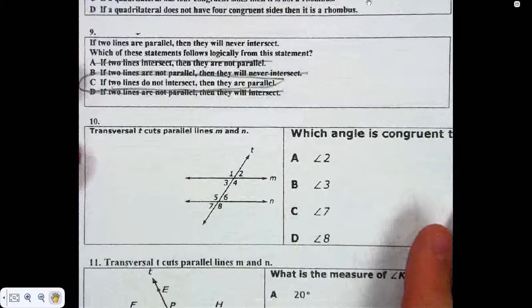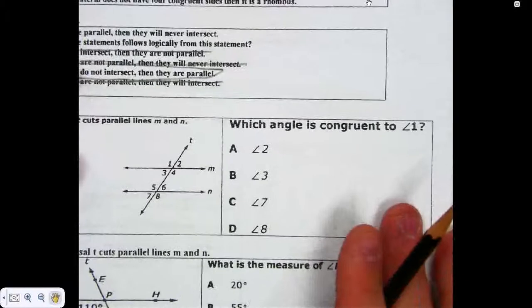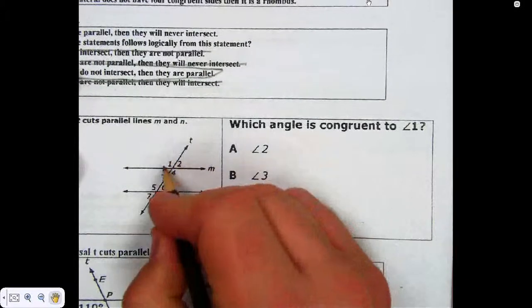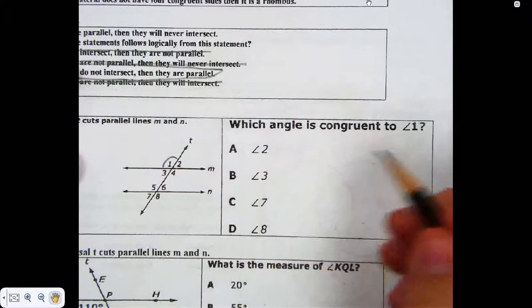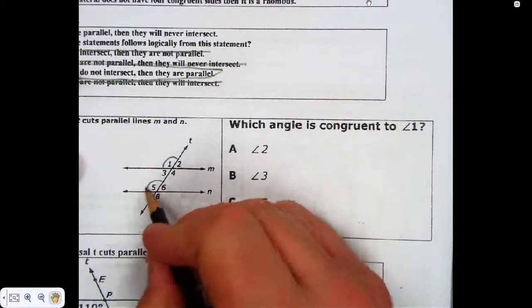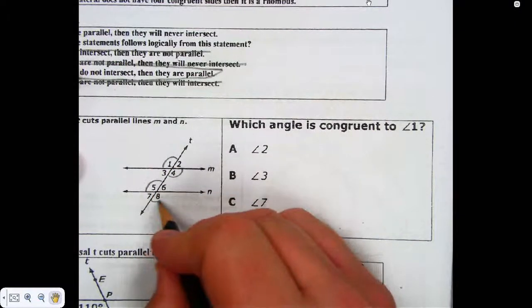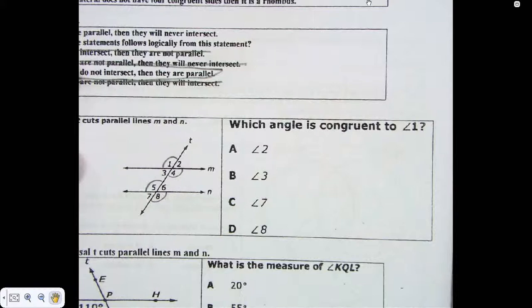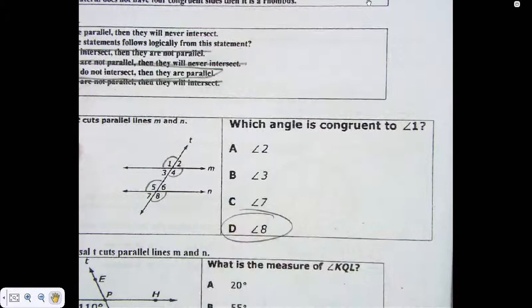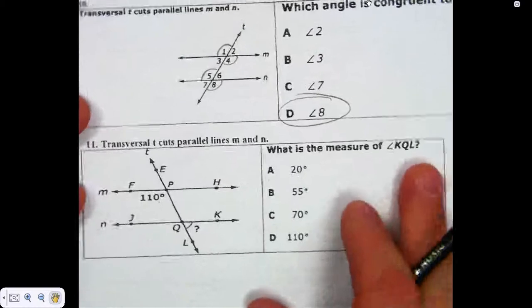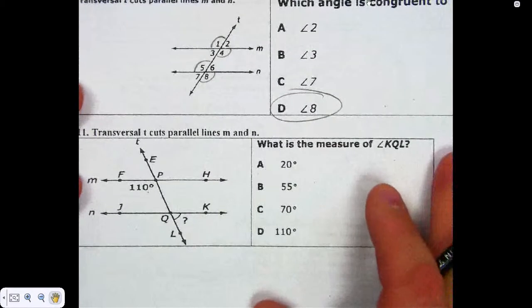Transversal T cuts lines M and N. Which angle is congruent to angle 1? Angle 5? Angle 4 or angle 8, wouldn't it? Yep, and the only choice that includes all those is D. Right? Correct. Which is the measure of angle KQL?